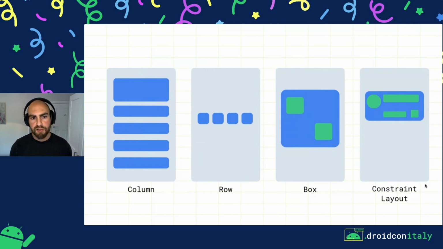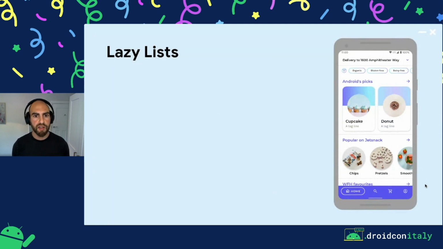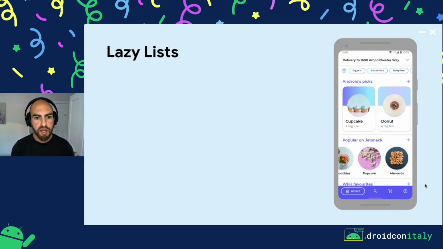But there were some other aspects of layout which actually were much easier in Compose, we found. The first one was building lists. If we take a look at this screen from Jetsnack again, you can see we have this horizontally scrolling list of popular snacks.